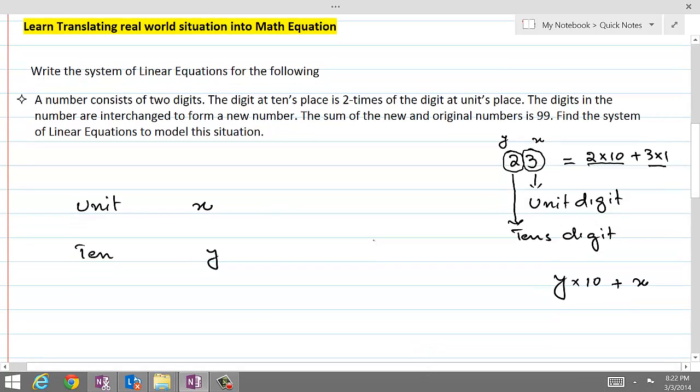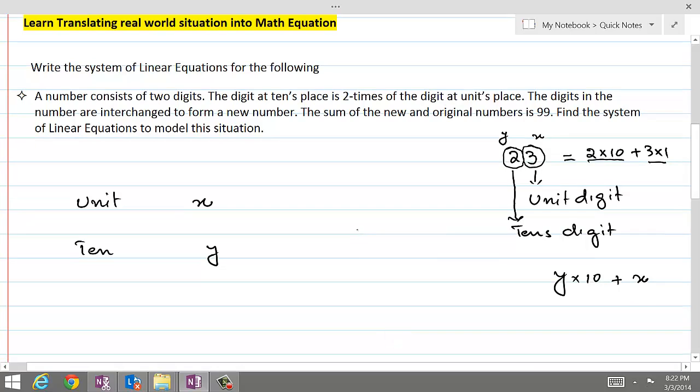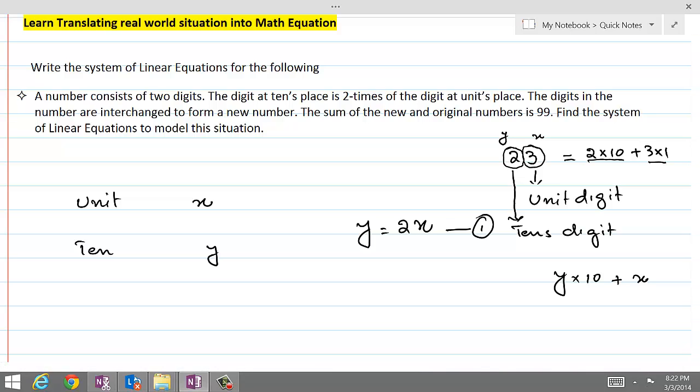And we are looking for two relations. One relation we have found is that y is equal to 2 times the unit digit. And if the unit digit is x, then y is equal to 2x. Let's write down this relation. And now we will be looking for the second relation as well. So we utilize this piece of information and we wrote one relation.